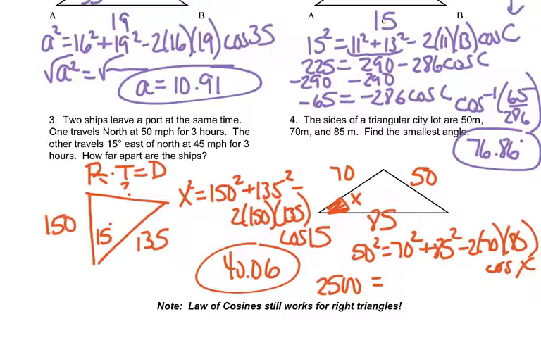70 squared plus 85 squared, I get 12125 minus... So this is 11900 cos x. And you know how to algebraically solve this. I'm not worried about it. I'm just doing this on my calculator. And then I'm taking the inverse cos of that final answer, and I got 36.01 degrees.